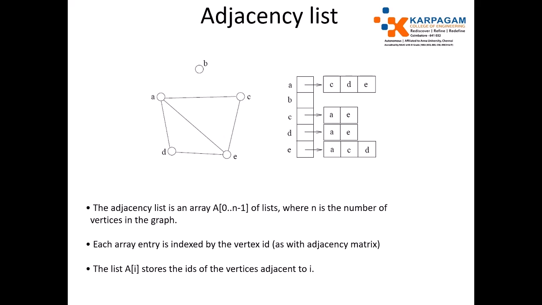This is the adjacency matrix. If the graph is a sparse graph, that is, if the graph contains only a few edges, we can use the adjacency list. Otherwise we can use the adjacency matrix.